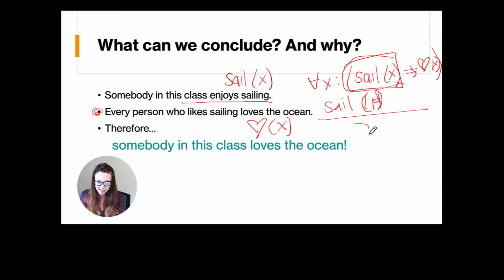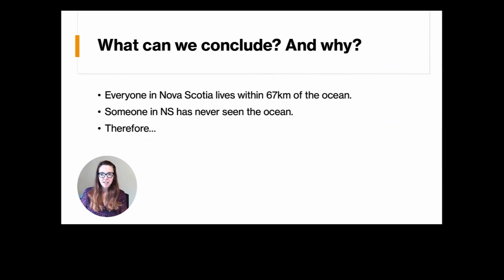Okay, and so then I can say, oh, that person definitely loves the ocean. Okay, I am that person, so that's fine. This is actually a true fact. Did anybody know this? If you're not in Nova Scotia, it may not be as apparent, but everyone in Nova Scotia lives within 67 kilometers of the ocean. I looked up the number. Someone in Nova Scotia has never seen the ocean. Hopefully no one in my class.